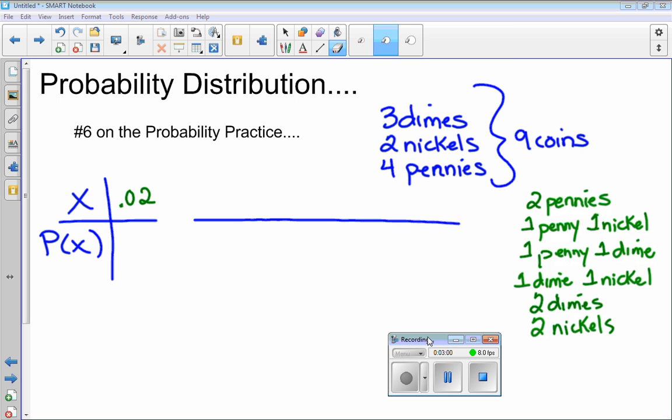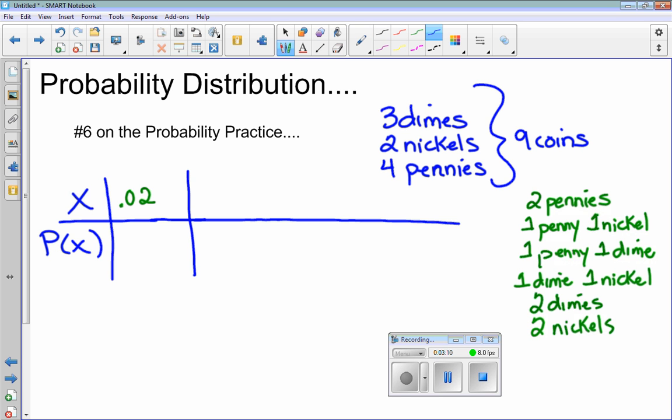Let's actually make it a little bit bigger just because I want to have room to draw in. Alright, so what else do I have? So I've done that one. 1 penny and 1 nickel would be how many cents? 6 cents. Okay, so 0.06. The next one is going to be a penny and a dime, which is 11 cents. And then I have a dime and a nickel, which is 15 cents.